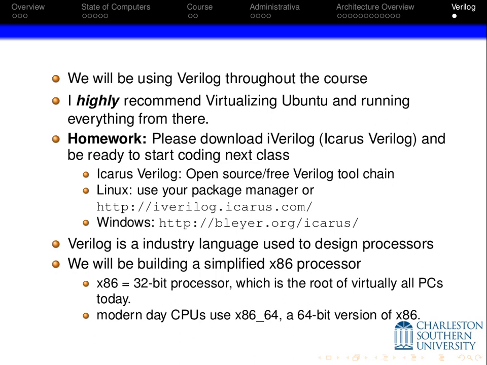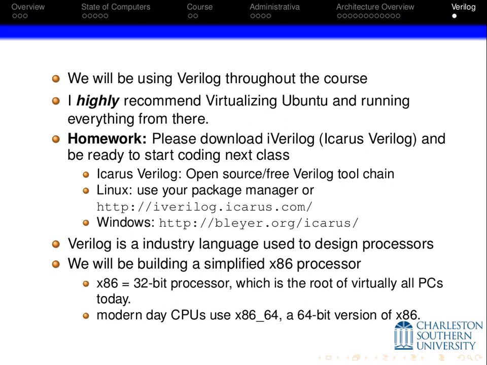If you're on a Mac, make sure you've been using Homebrew for everything, which hopefully is what you've been using. Good. Icarus Verilog is the open source, free Verilog toolchain. I'm going to warn you right now, it is definitely not the best, but it's free. If you want to buy one, some of them cost thousands of dollars. So please just deal with the fact of what it is. But the nice thing about iVerilog is how simple it is to use.